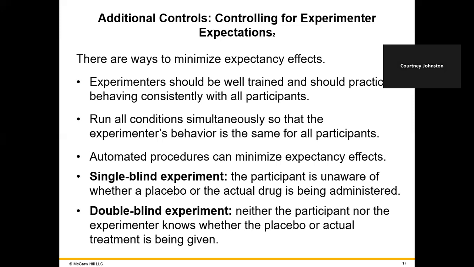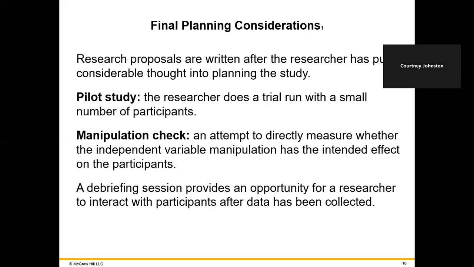Automated procedures can also minimize expectancy effects in that the researcher is kind of removed. And this also rolls into single blind and double blind experiments. With single blind, the participant is unaware of whether a placebo or the actual drug is being administered, which is pretty much every experiment. And then there's the double blind, in that neither the participant nor the experimenter knows whether the placebo or the actual treatment is given. So the experimenter does not even know which group a participant is in, thus decreasing the possibility of that expectancy bias.